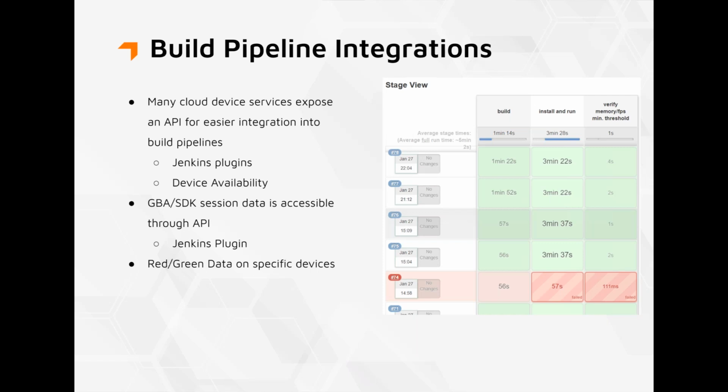With our tools, GBA and SDK, the session data is accessible through our API. We have a Jenkins plugin that we'd be glad to share with you, and it's very easy to get set up and use in other build automation platforms as well. And really, when you're doing this sort of data collection, you're just looking for basic pass-fail. Do I blow my memory budget? Do I actually load this particular level? Is my CPU utilization above a certain threshold? Sometimes it's just very basic questions that you're trying to answer. Does the game actually run on this device?